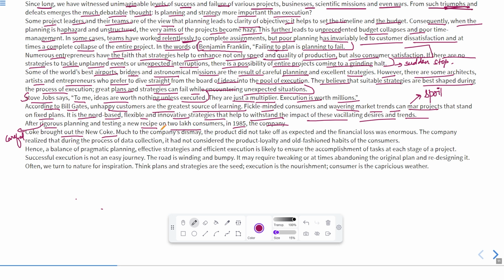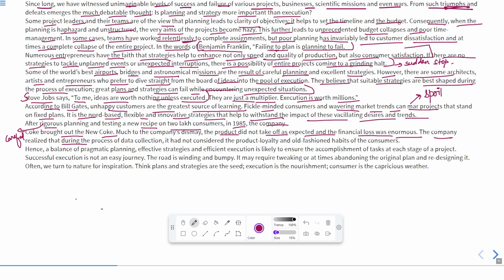The company launched a new product, the new Coke, much to the company's dismay. Dismay means disappointment, because they did not get results according to their thinking. They thought that this would definitely make them highly profitable. But that became the company's dismay. It means it disappointed the company. Why so? The product did not take off as expected, as the financial loss was enormous. It means people did not like that new product as they thought they would. And the financial loss they faced was enormous. It means it was very big. So they faced a huge loss.